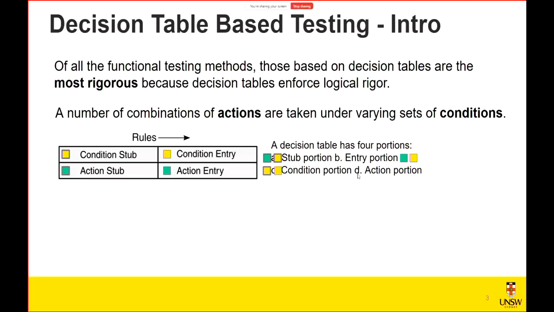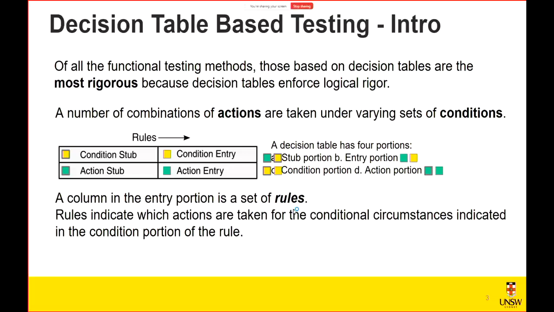And then we have the condition portion. Conditions are like the inputs from the user. So the conditions are denoted with the yellow color, and we also have the action portion, which are the outputs of the program. So each one of them is called a portion because it's not a single cell of the table. It represents multiple cells, and we will see a concrete example later using these annotations.